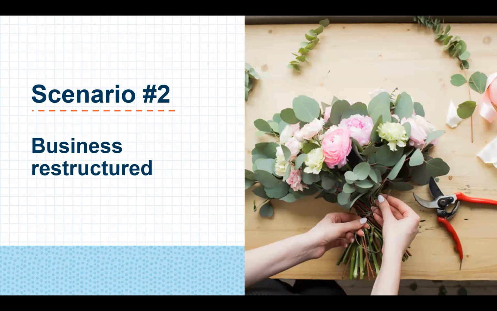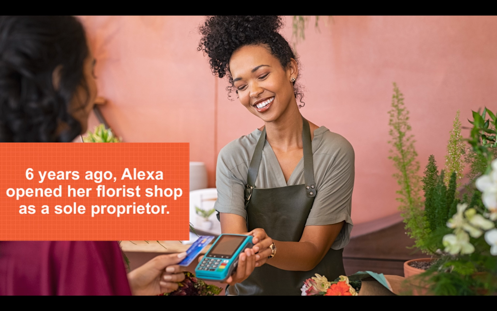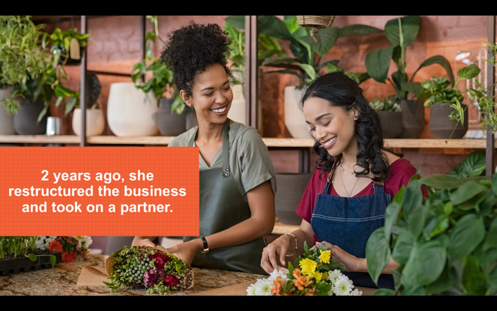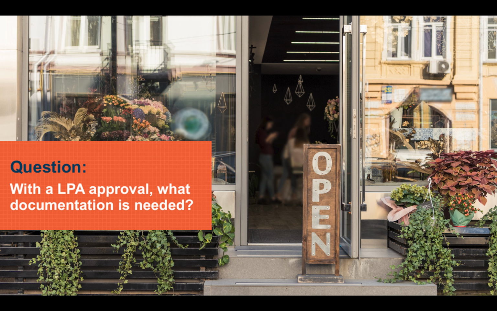Scenario number 2 involves a business that restructured. 6 years ago, Alexa opened her florist shop as a sole proprietor. During that time, her business flourished. 2 years ago, she restructured the business and took on a partner. Since that time, she has reported her income to the IRS using partnership returns. Question: with a loan product advisor approval, what documentation is needed?